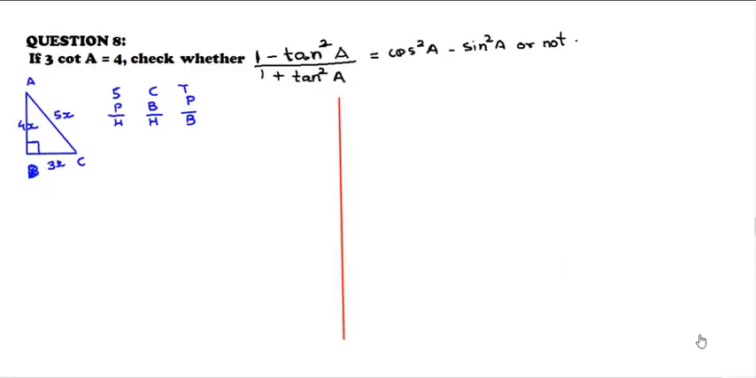Question 8. If 3 cot A is equal to 4, check whether (1 minus tangent square A) upon (1 plus tangent square A) is equal to cos square A minus sin square A or not. We'll take a triangle ABC, right angled at B. So what is given is 3 cot A is equal to 4. That means cot A is equal to 4 by 3.